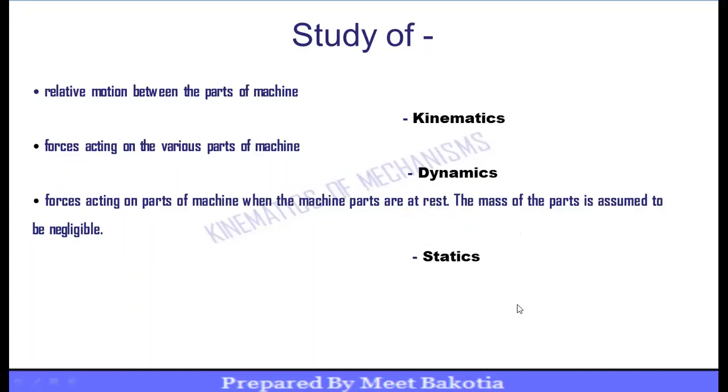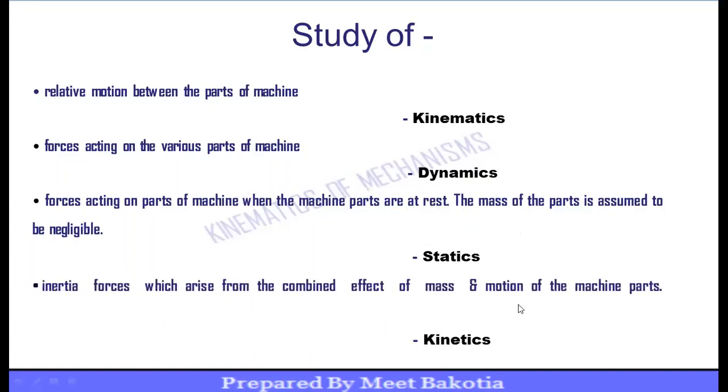Moving ahead, after statics, it is kinetics. Kinetics is the study of inertia forces which arise from the combined effect of mass and motion of machine parts. Whatever you studied before in statics, that the parts were at rest and mass was negligible, now we are also going to consider the motion of the parts as well as the effect of mass. So this was the classification of the subject theory of machines or kinematics and theory of machines.